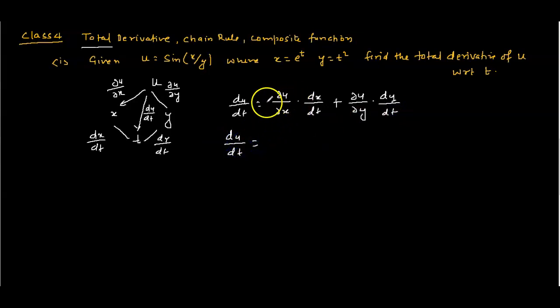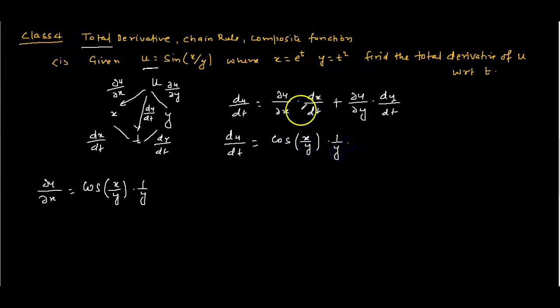We find del u by del x, u with respect to x. The differentiation of sin is cos of x by y. Now x by y with respect to x: 1 by y is constant and the differentiation of x is 1. So we can write cos of x by y into 1 by y times dx by dt. Here dx by dt is equal to e to the power of t. So we can write e to the power of t, plus del u by del y.